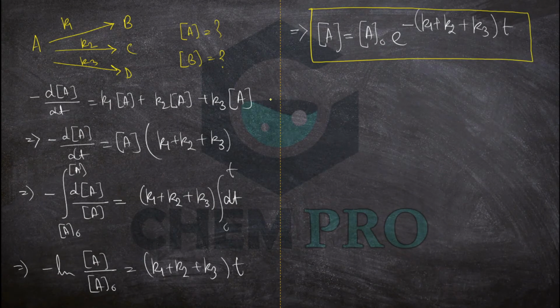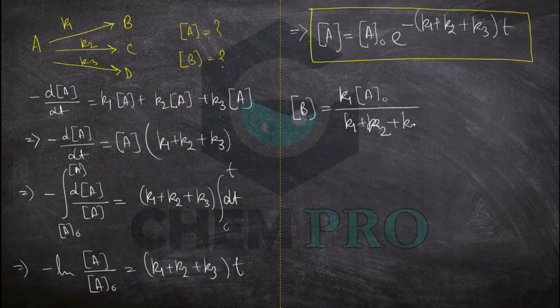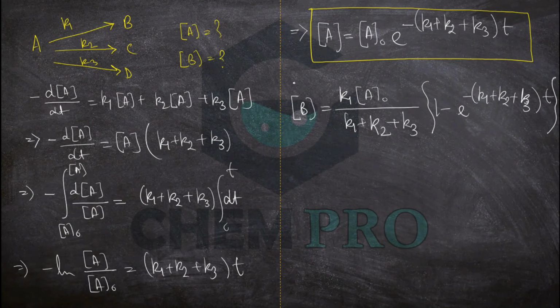Now for this we have to write the concentration of B. Here we will include all the reaction constants. So the concentration of B will be K1 into A0 by K1 plus K2 plus K3, into 1 minus e to the power minus K1 plus K2 plus K3 into T. This will be the formula of B.